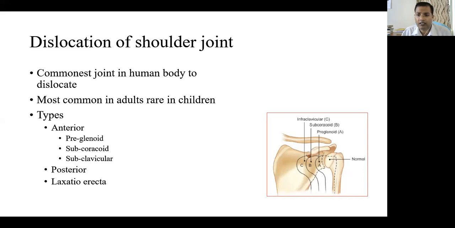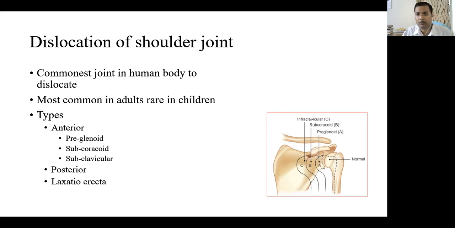When it dislocates further and the force is a little more than the previous one, then it comes below the coracoid process; this is called subcoracoid. And if it is dislocated more, then it is just below the clavicle; this is called subclavicular. So these are the three degrees of anterior dislocation: preglenoid, subcoracoid, and subclavicular.